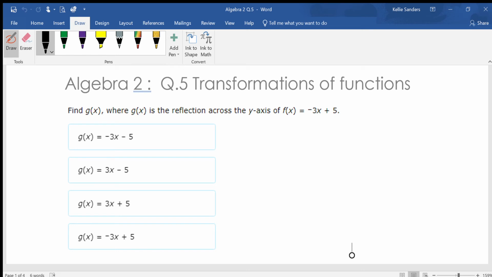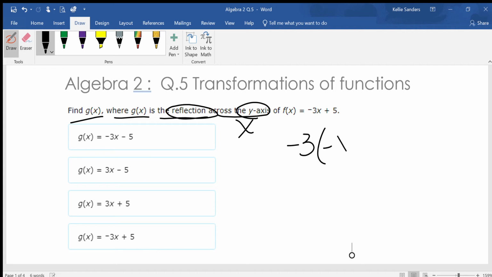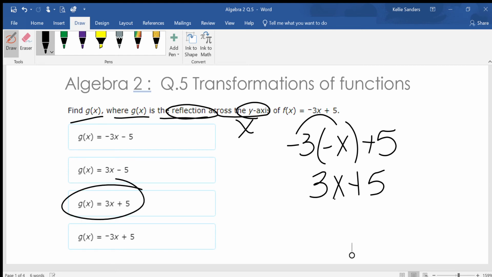Okay, so we're finding g of x, where g of x is the reflection about the y-axis. Remember, if we reflect about the y, we're just changing the x. So I keep the negative 3. I'm going to make the x negative, and I keep the positive 5. We're going to multiply here to get rid of the parentheses, and we get 3x plus 5, 3x plus 5.